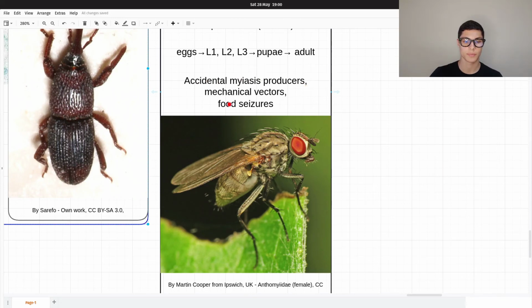They act also as mechanical vectors and they can create food seizures. Okay, so that was it for the arthropods. As you can see, it was a very short video, not very complicated. I didn't want to put too much information on that because they are not the primary parasites of the food. They can infect some foods, of course, but they are not parasites for humans directly.